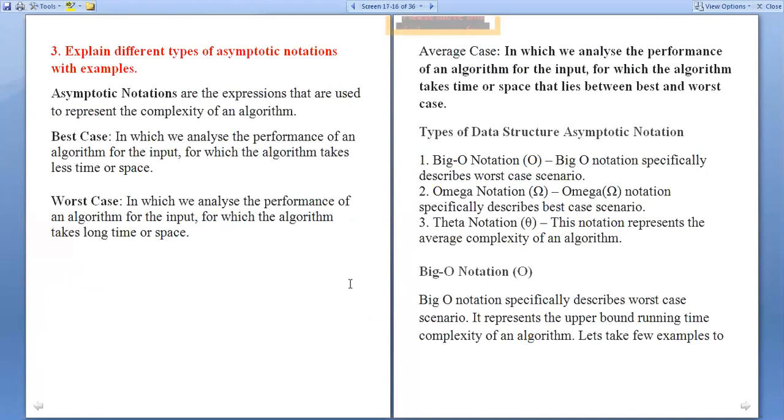Now see the third question. This is also very important, but based on the same. Already explained what is the asymptotic notation. So based on that also, this third question is appearing. That is, explain different types of asymptotic notations with examples. So what are the different types of asymptotic notations? Already explained big O notation, big theta notation, and omega notation. So asymptotic notations are the expressions that are used to represent the complexity of an algorithm.